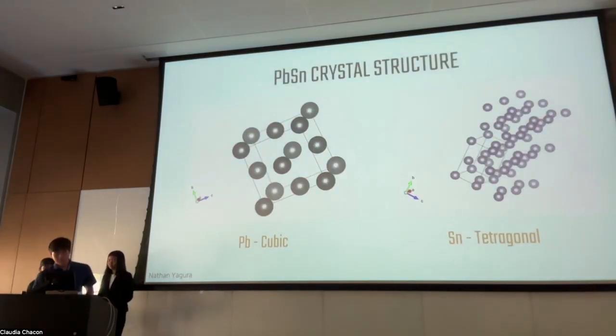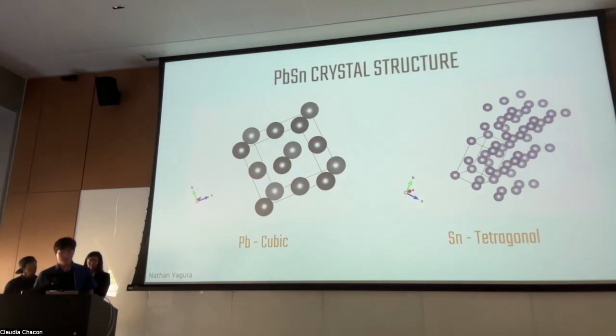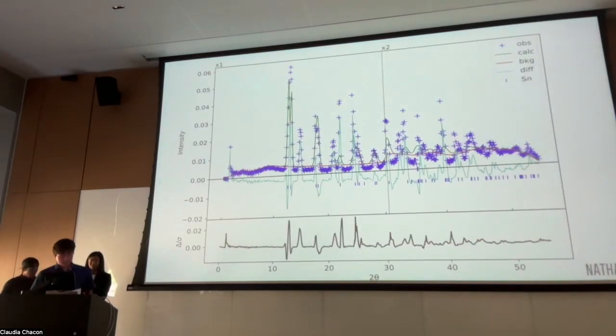Alright, so I'll be going over the crystal structure that I covered, which was lead tin. So lead being a cubic structure, and then tin being a tetragonal structure. And so here's my fitted data that I created.